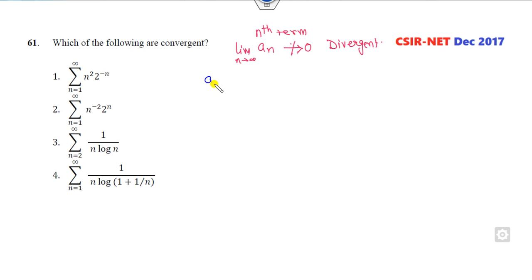For the first case, if I consider a_n as n squared over 2^n, this is a 0 by 0 form, sorry, infinity by infinity form. So we can take the derivative: 2n over 2^n ln 2. Again we can take the derivative, so it is 2 over 2^n (ln 2) squared, which goes to 0, but we need not greater than.